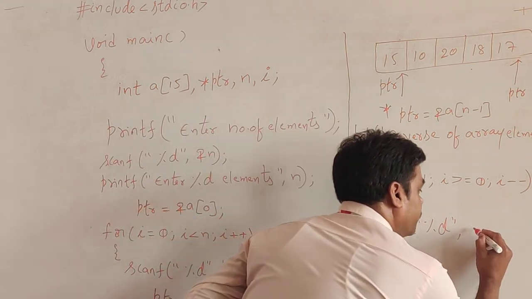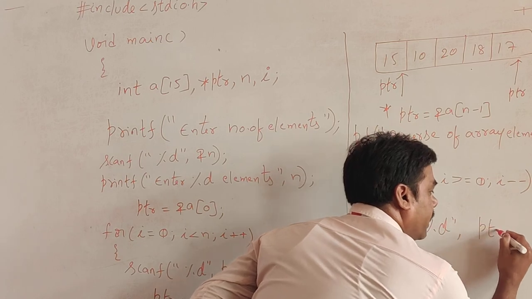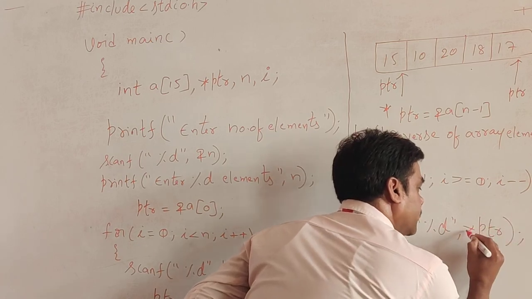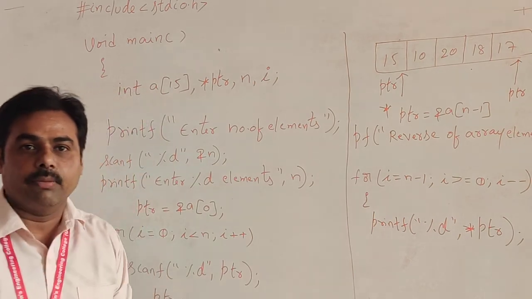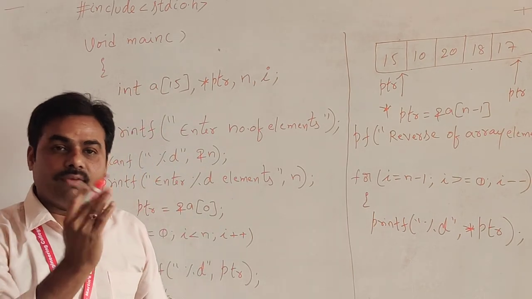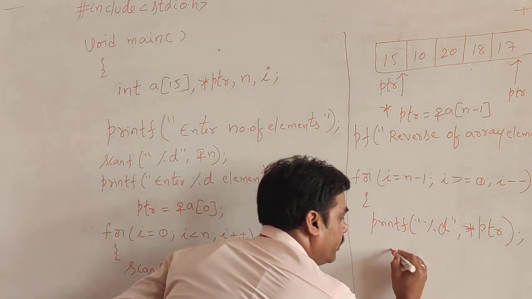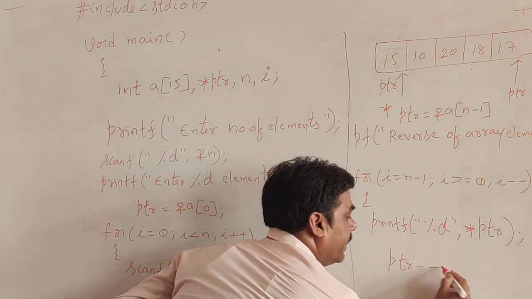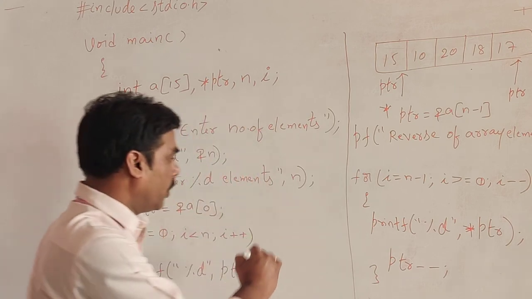So printf, how to display the elements? With the help of the pointer variable ptr, after that the asterisk symbol. Asterisk means the value stored at the particular address, so that value will be displayed. After that, the ptr value will be decremented. Now closing of this for loop.